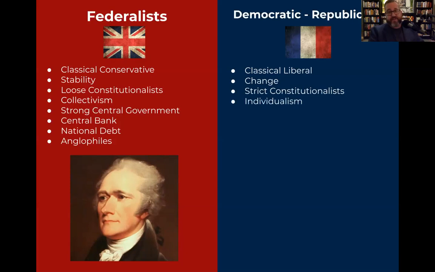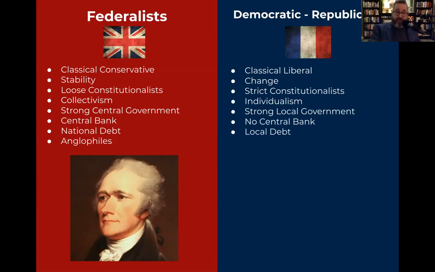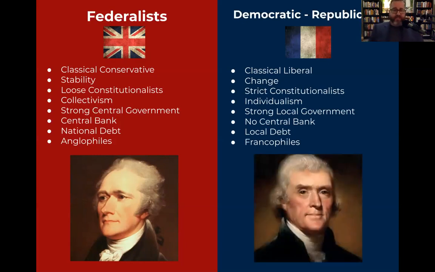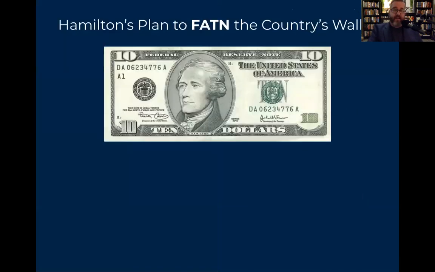If you don't like collectivism, you like individualism, strong local banks, and we have local debt that's going to be accrued locally and paid off locally, and they're going to be Francophiles. Look at all this liberal change that screams French Revolution. So Thomas Jefferson and the powerhouses of the Democratic Republicans are really going to support the efforts of France, calling upon what Lafayette did for our country and asking the nation to support France amidst the throes of their revolution at the beginning of the 19th century.